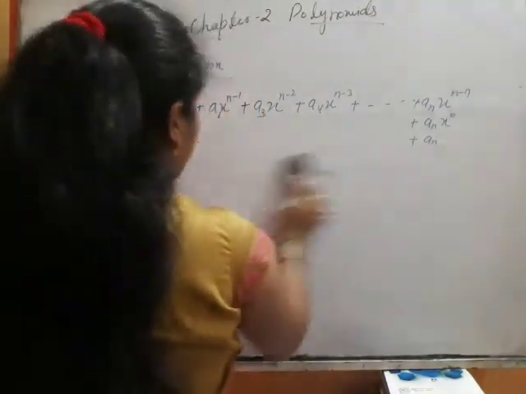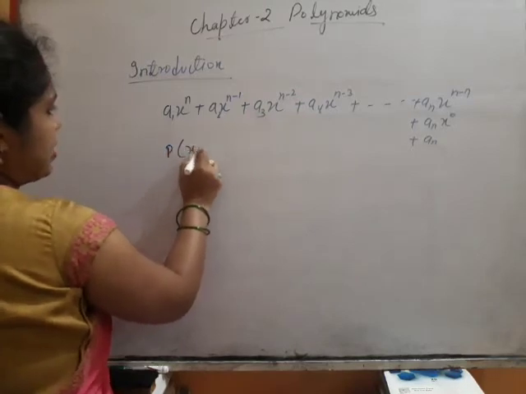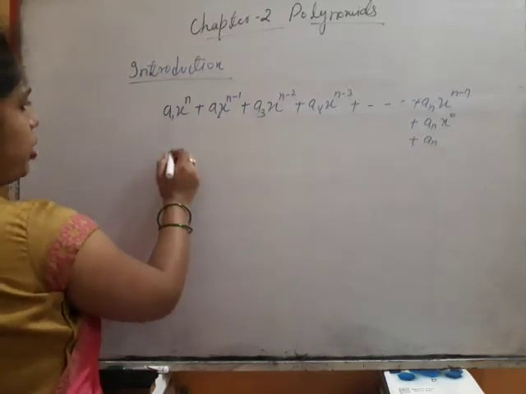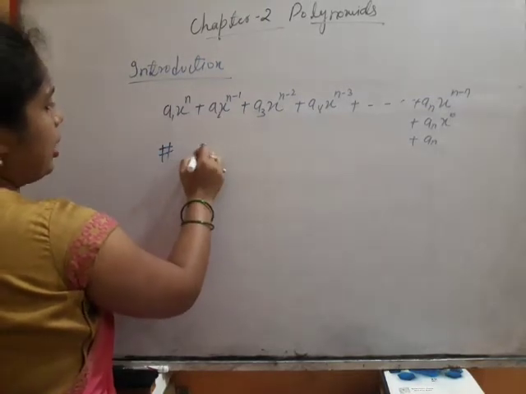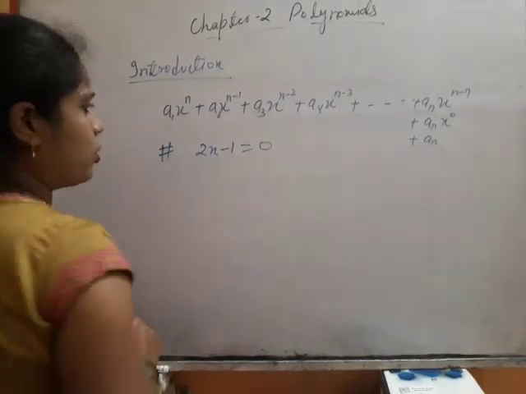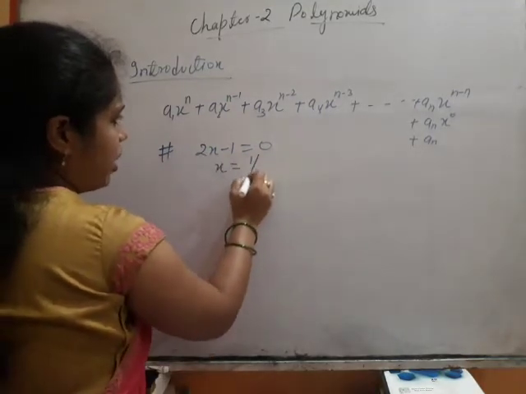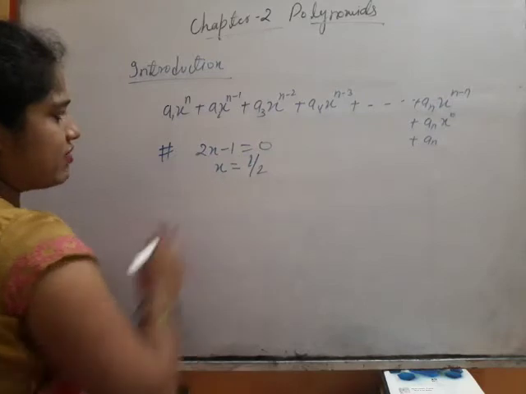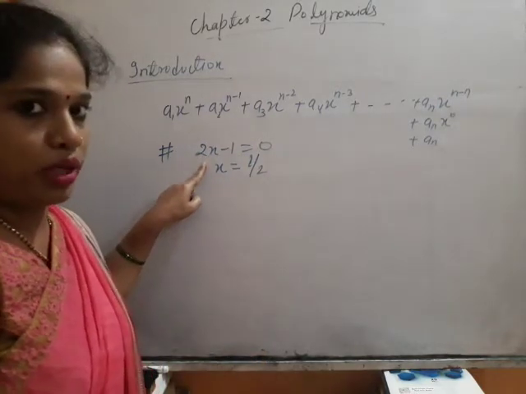If I write a polynomial, suppose p(x), let us write first the linear polynomial. Example of a linear polynomial, I am writing 2x minus 1 is equal to 0. Then the value of x will be 1 upon 2, right? That means this value of x will satisfy this polynomial.